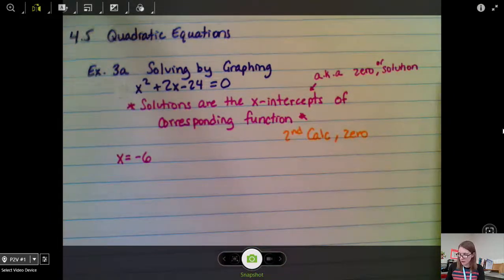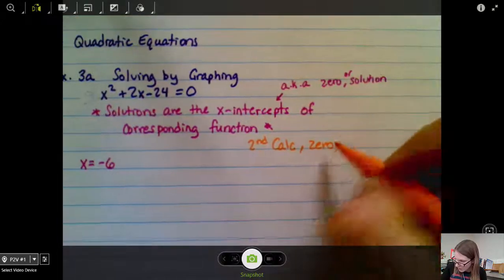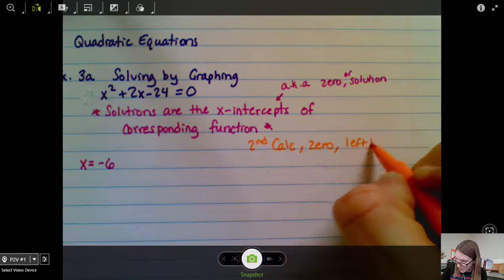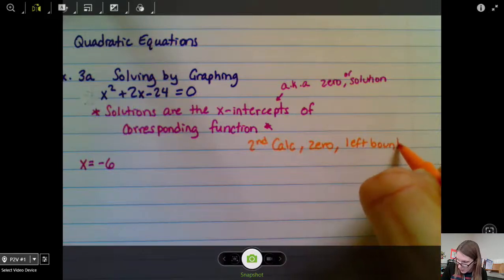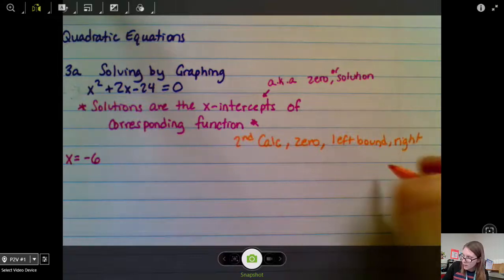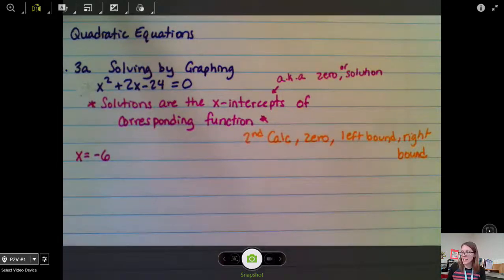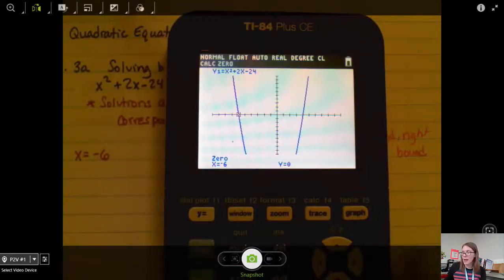All right, filling in my pieces here. Second calc 0. Left bound. And right bound. Okay, we got x is -6. That gave me my x-intercept here.